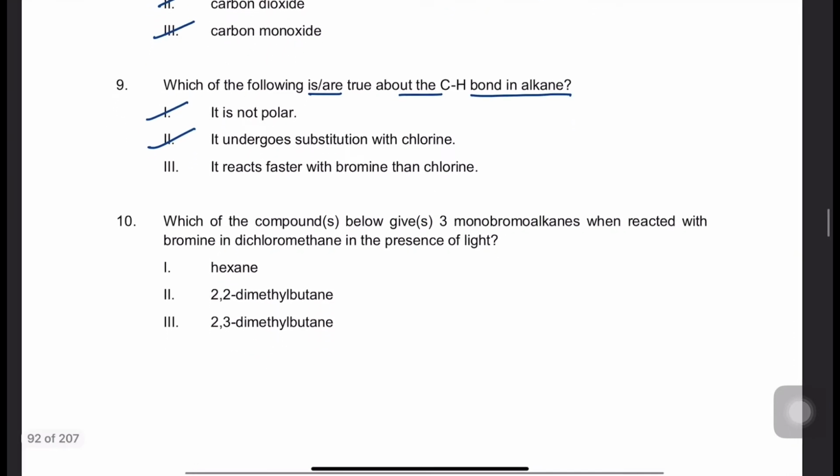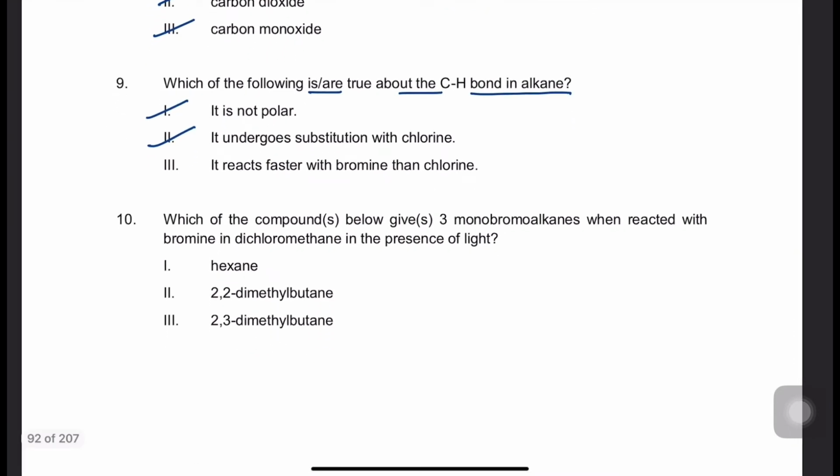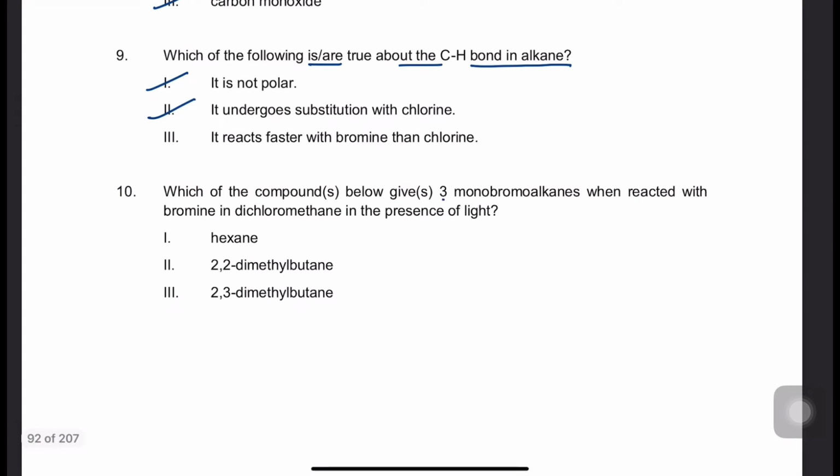Finally, which compound given below gives 3 monobromoalkanes? That means 3 monobrominated alkanes when reacted with bromine in dichloromethane in the presence of sunlight. So here you must remember, if we are getting 3 monobromoalkanes, that means there are 3 hydrogen environments. Okay, there are 3 hydrogen environments.